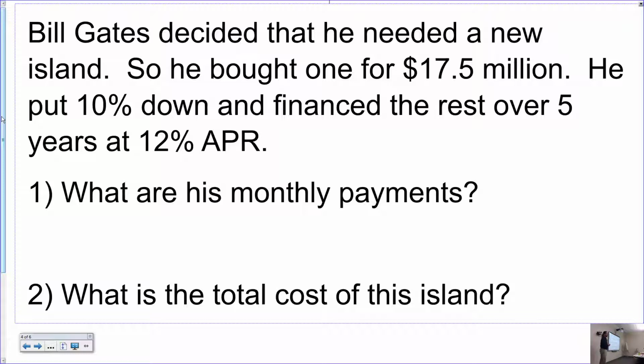$17.5 million. It's a small item. The big ones are hundreds of millions, right? This is just a small one. Oh, I'm sure. And it's right next to one that he already owns, so he's just consolidating.